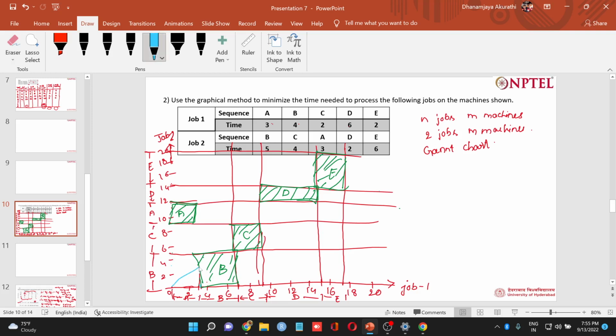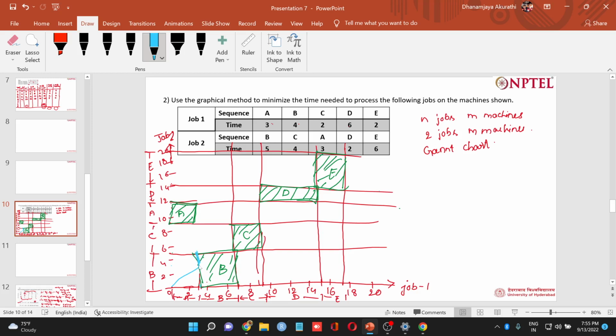It hits at 3, and after that we may not enter inside the box, we only go on adjacent sides of the boxes or the shaded region. Here the adjacent side is coming upwards, that means the line is going upwards, that means job 2 is processing, at that time job 1 is idle.